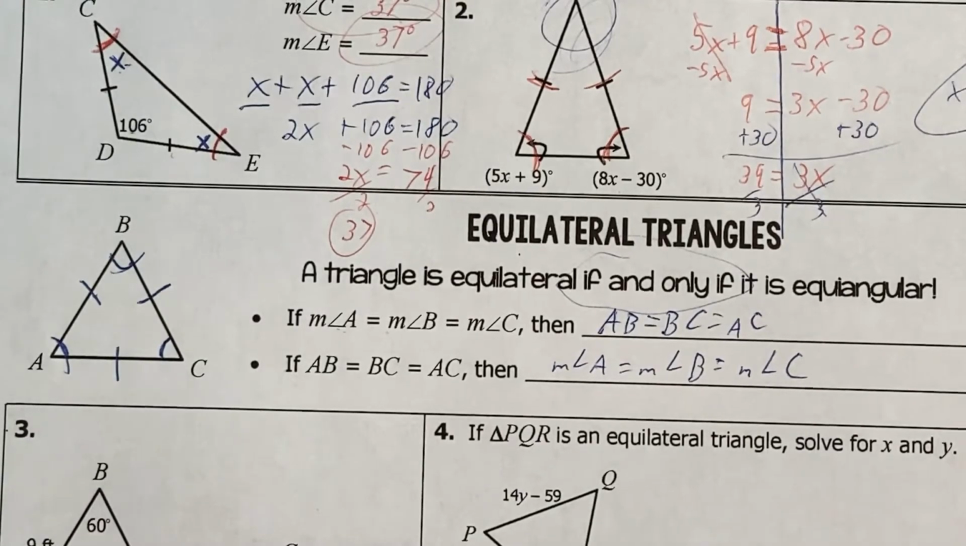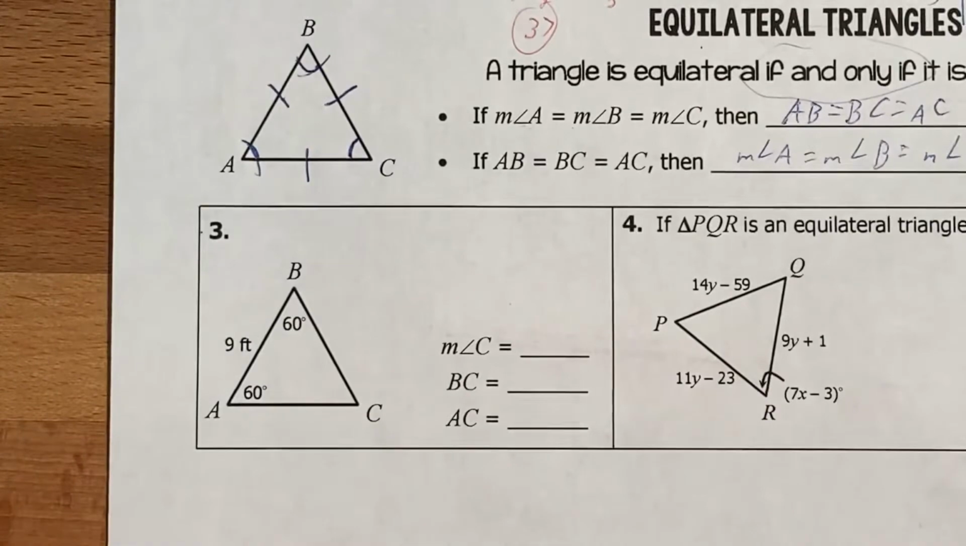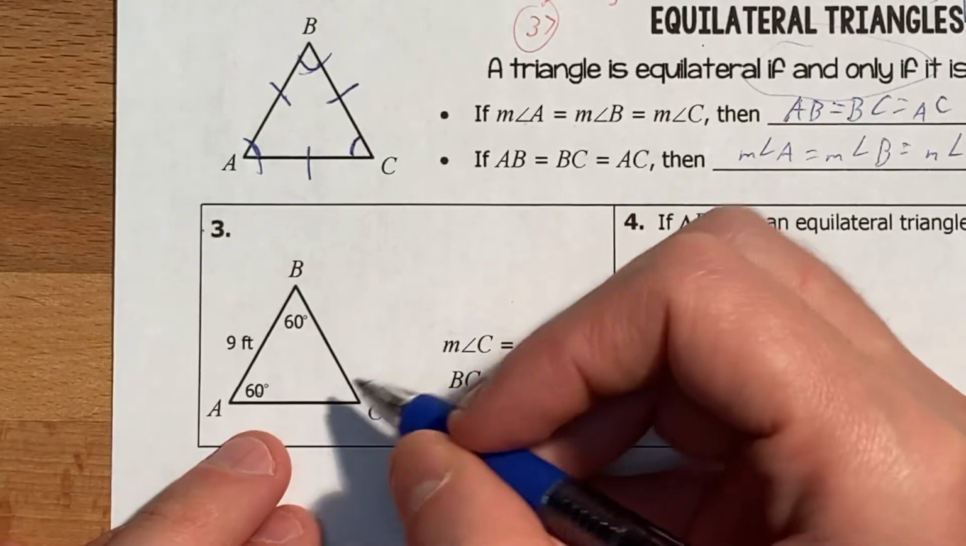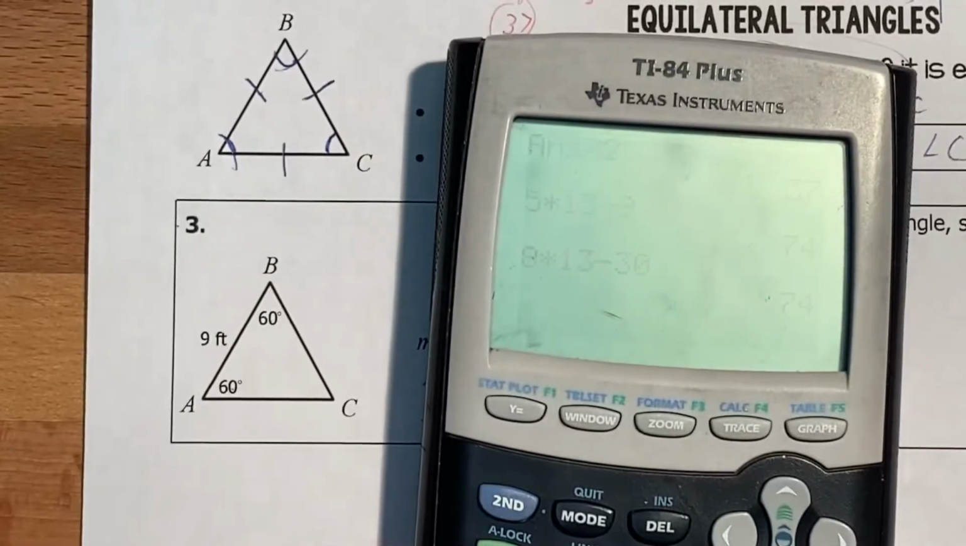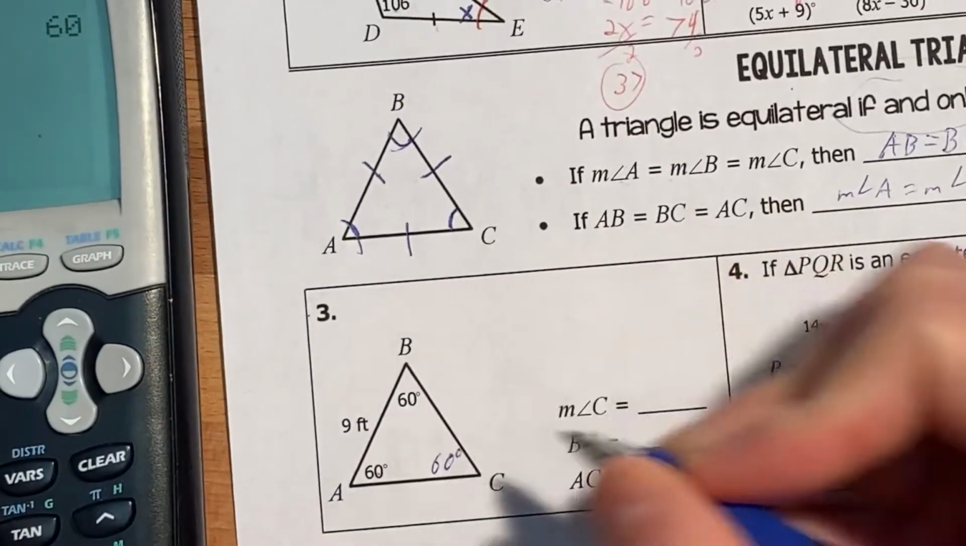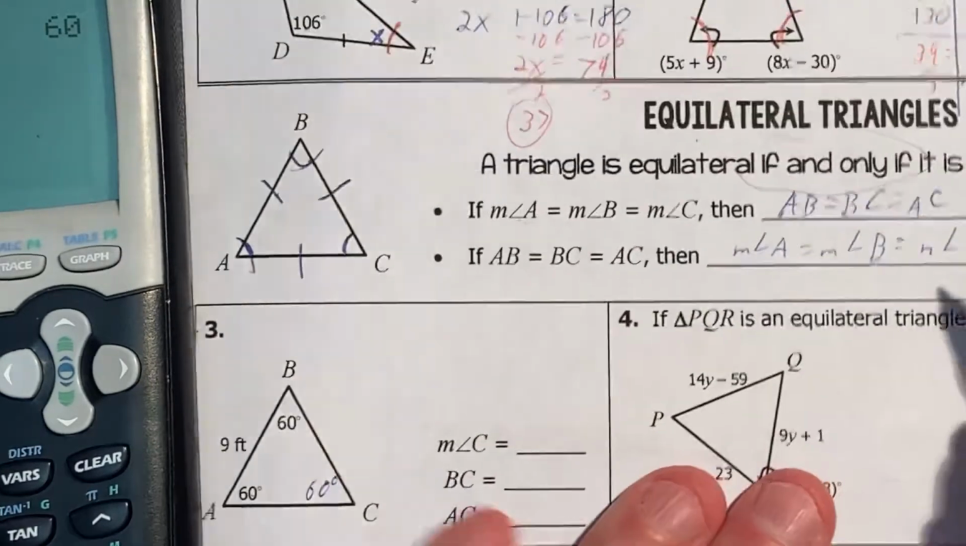There you go. So, in number 3, well, just to go ahead and get it out of the way, if this is 60 and that is 60, we can find the other one by making sure they add up to 180. So, what's the last one going to be? 60. Well, you know, we are kind of talking about equilateral triangles, so it should make sense that all of the angles are the same.